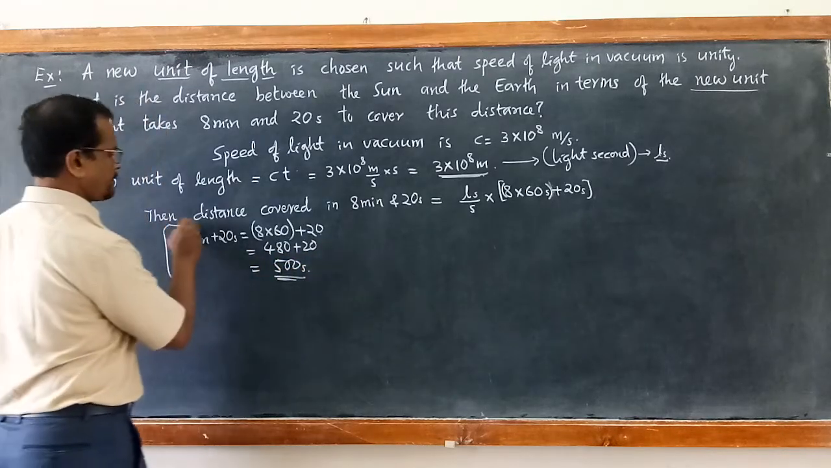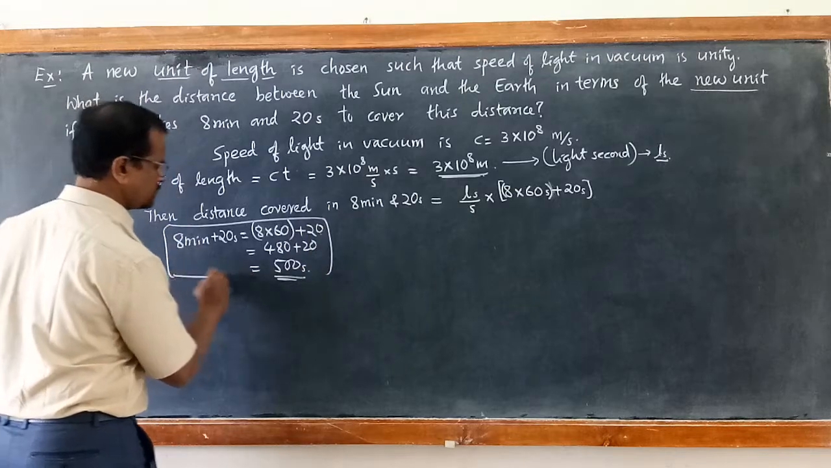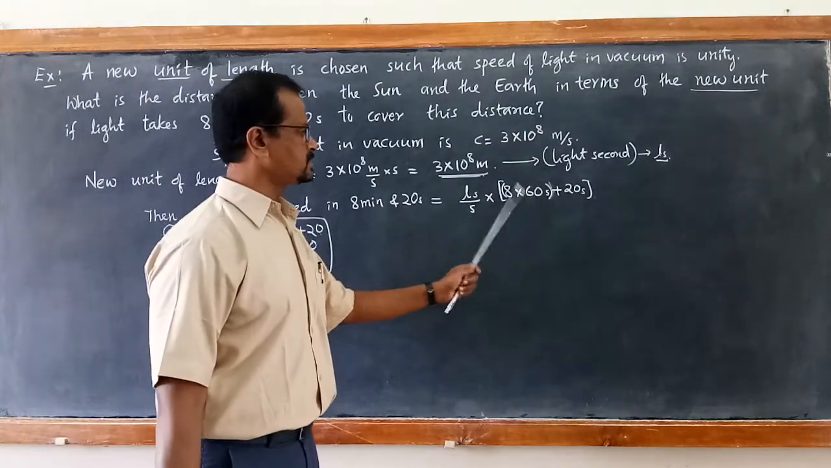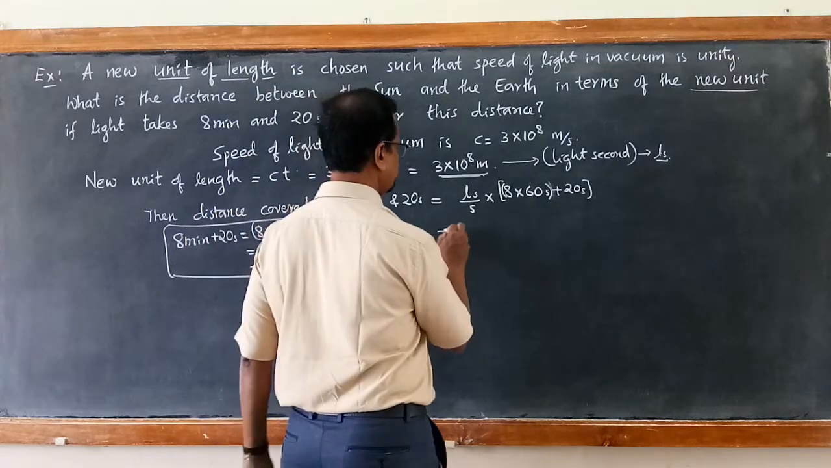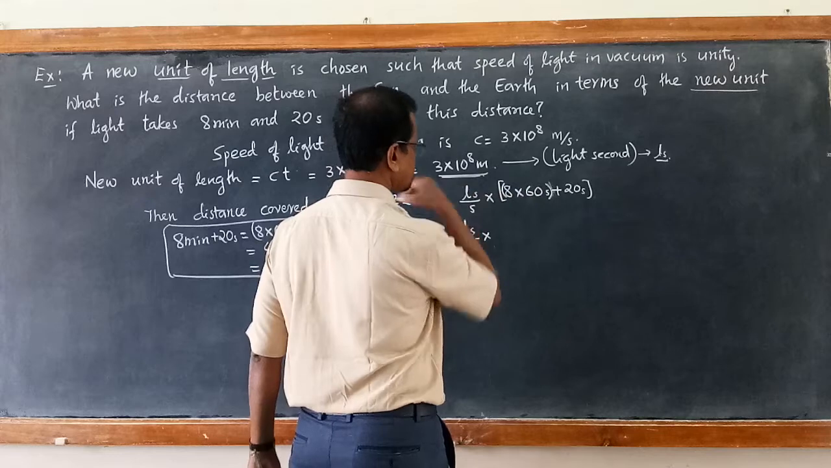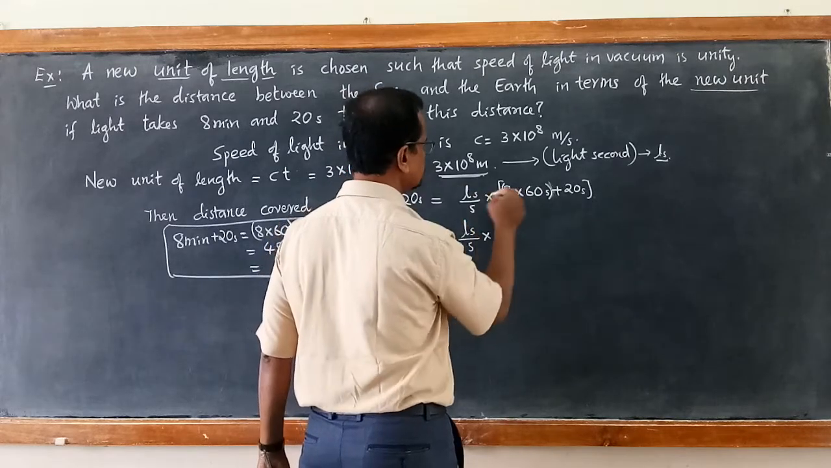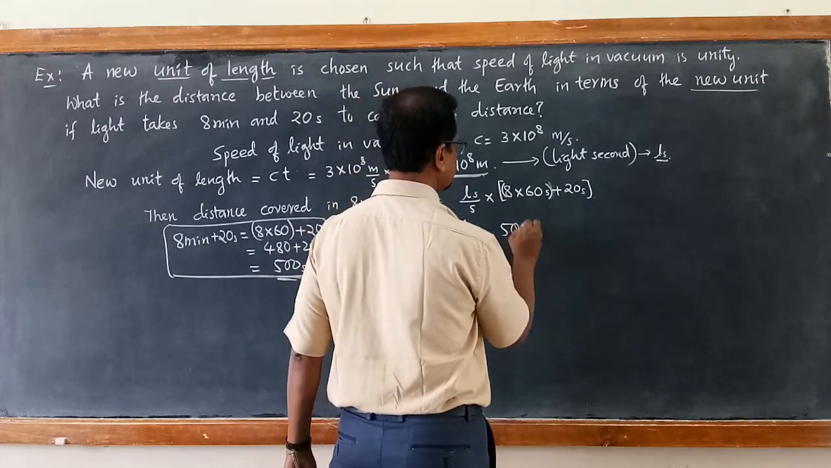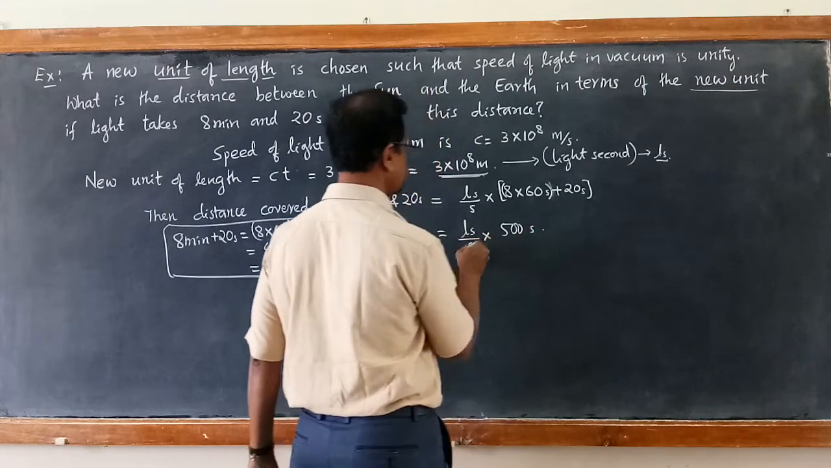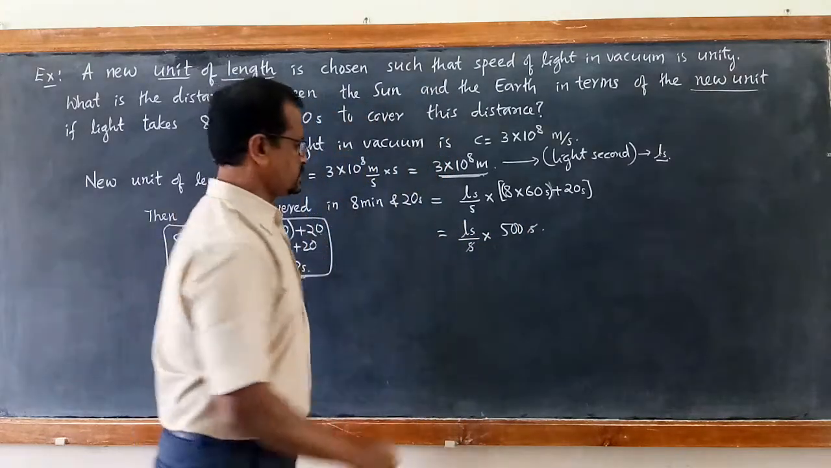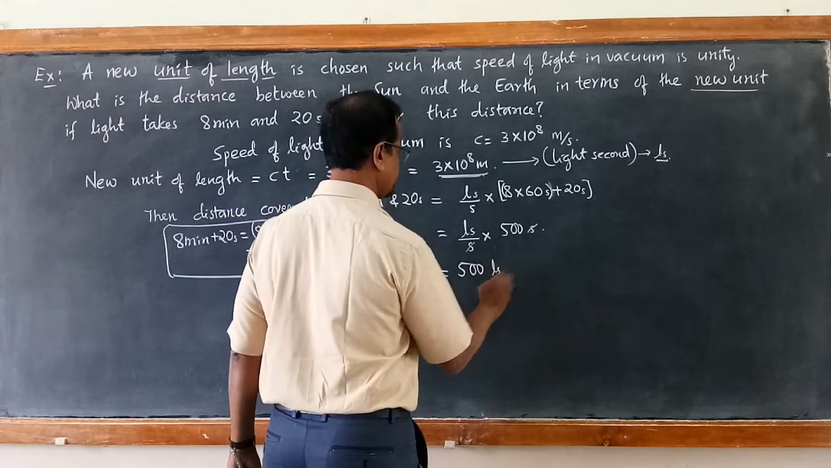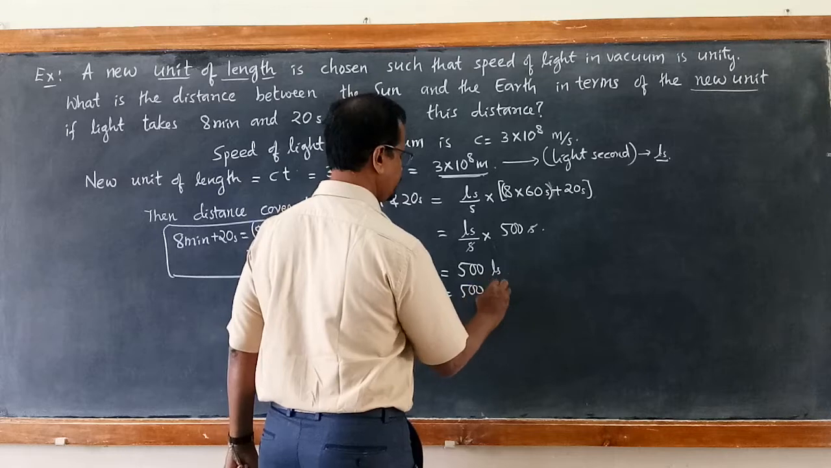So the distance covered by light in 500 seconds, that's what we are considering. So this becomes light second by second into 500 seconds. So this second cancels. So thus you are left with 500 light second. That is 500 units.